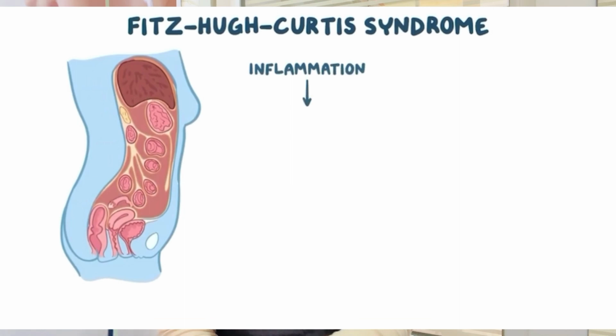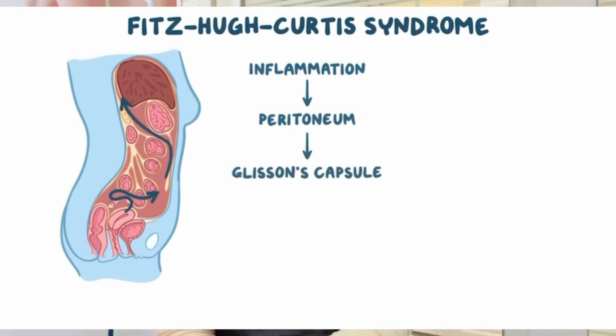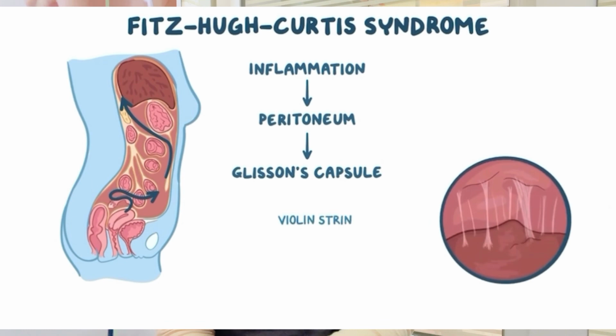One last complication is Fitz-Hugh-Curtis syndrome, which occurs when the inflammation from PID spreads to the peritoneum and to Glisson's capsule, which surrounds the liver. This results in violin string adhesions, or strings of scar tissue that attach the liver to the peritoneum.